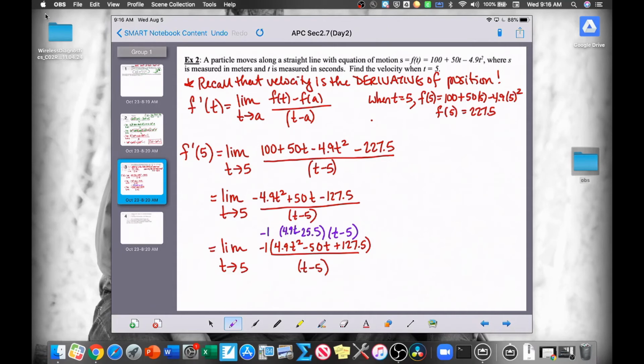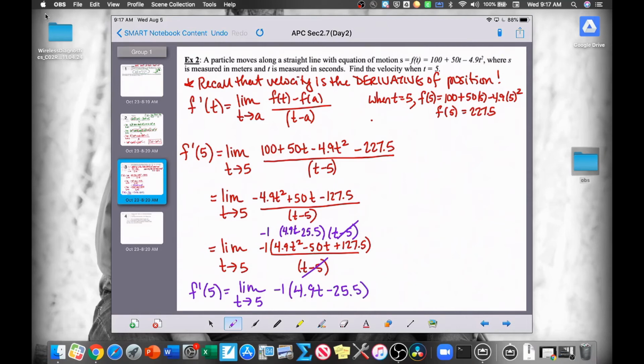So I end up with negative 1 times 4.9t minus 25.5 times t minus 5. And now I can cross out the t minus 5s. So my f prime of 5 is going to be equal to the limit as t approaches 5 of negative 1 times 4.9t minus 25.5.